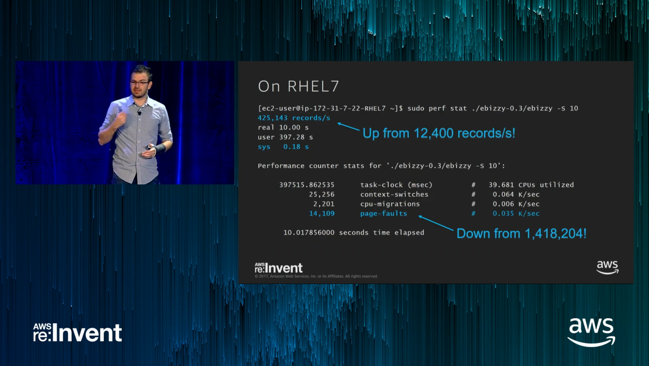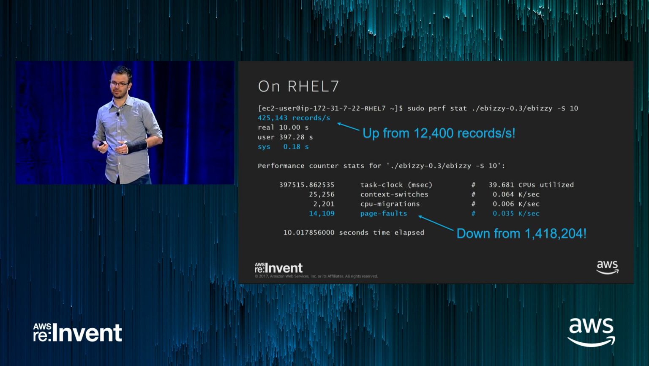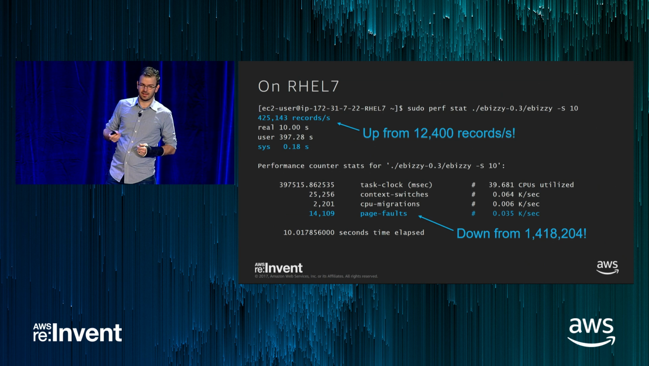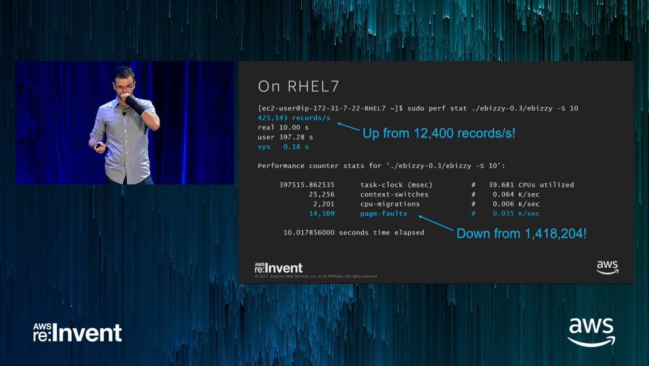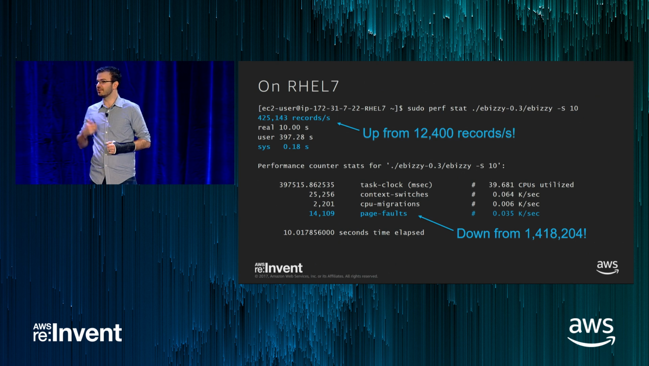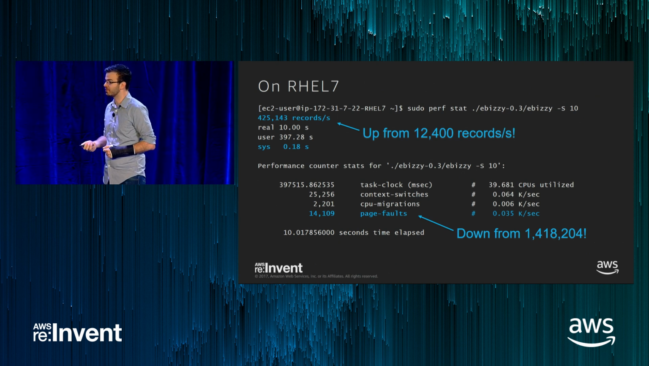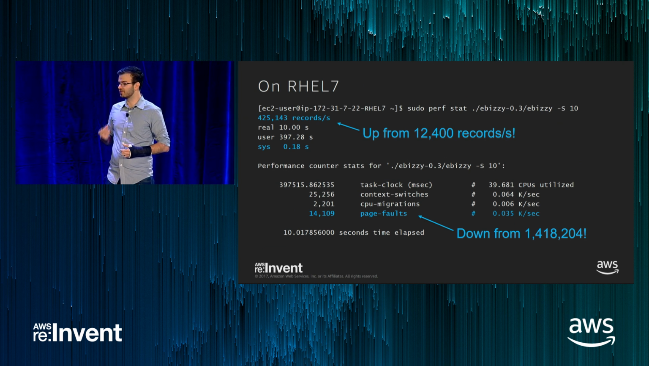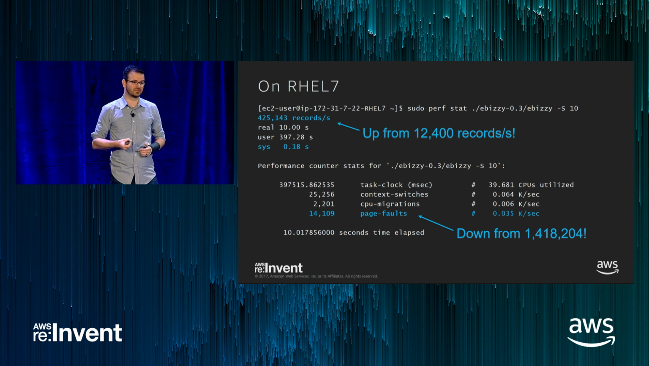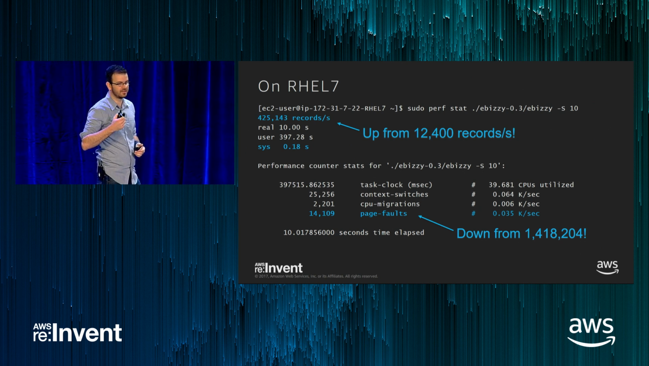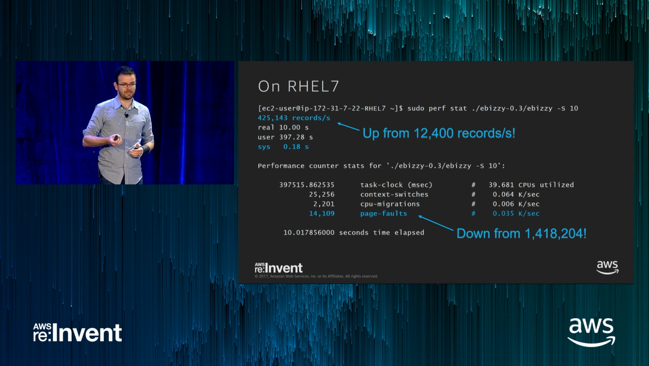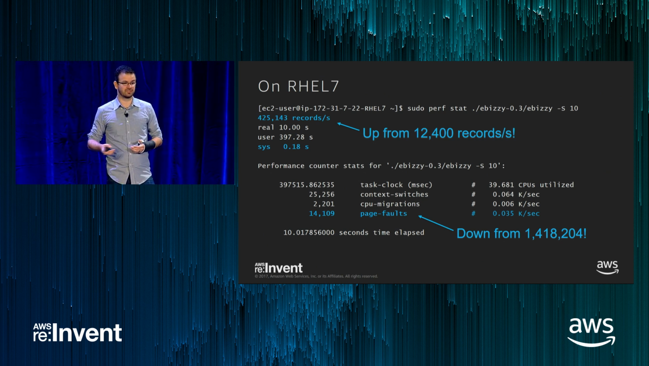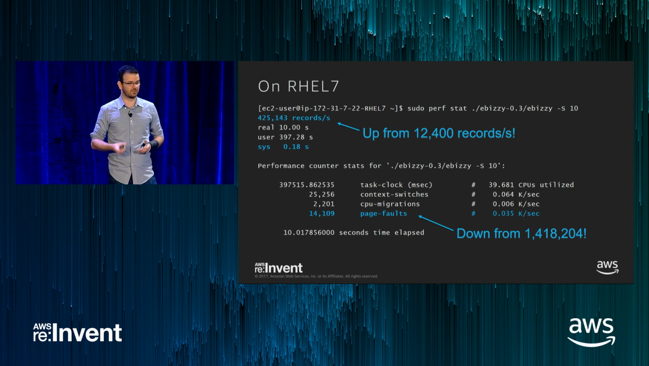So what I did was I took this same exact application, same exact instance type, and I launched a Red Hat 7 instance. Recompiled it using Red Hat 7, and you can see I got significantly better performance just by changing the operating system. The amount of records per second went from around 12,000 to 425,000 records per second. And as you can see, the system time decreased significantly. So it's spending all its time in user space where you'd expect a well-behaved application to be. And the number of page faults went down from 1.5 million to only 14,000.